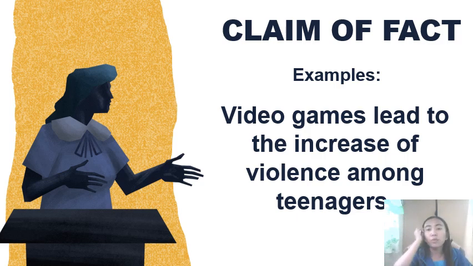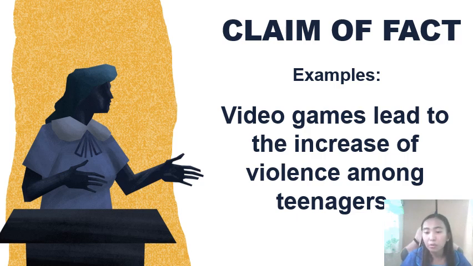Okay, let's proceed with this next example. We have: video games lead to the increase of violence among teenagers. This is an example of claim of fact because not all teenage violence is caused by playing video games. There are other reasons behind it, such as possible trauma, domestic trauma, or childhood trauma.